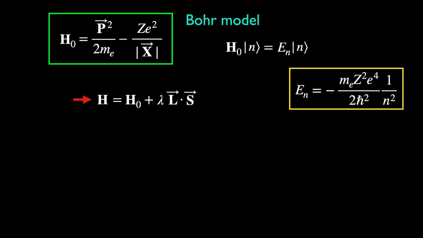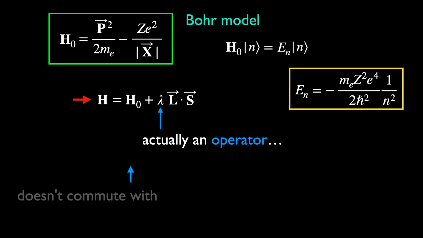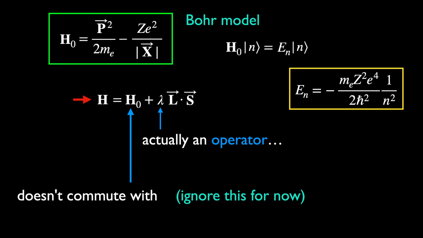Just be aware that this expression is not quite the full story. The coupling strength represented by lambda is actually an operator and not just a number. Furthermore, this operator may not commute with the rest of the Hamiltonian, which makes solving for its eigenstates difficult and must be approached with the approximation methods to be introduced in Chapter 5.